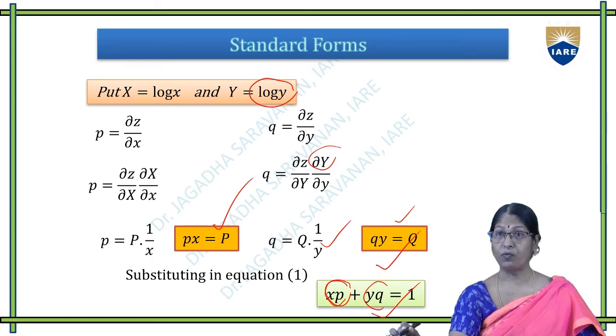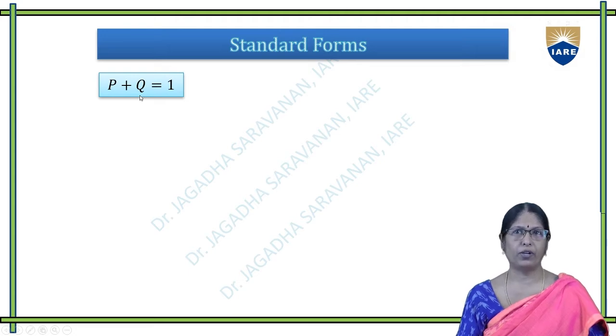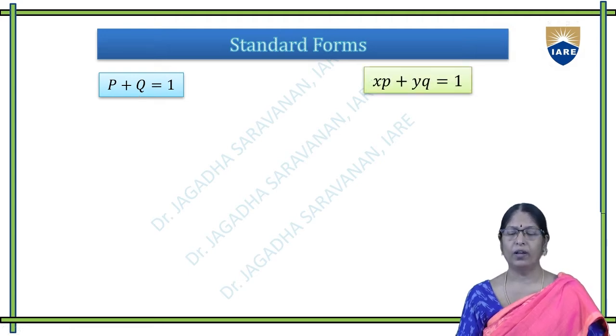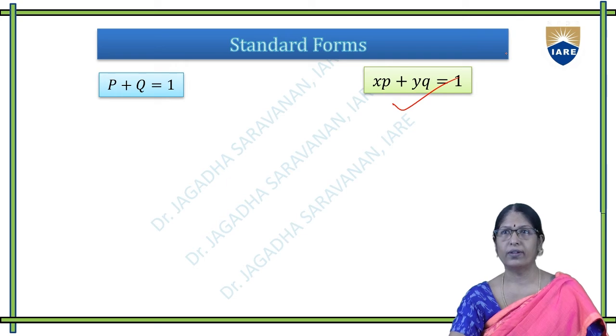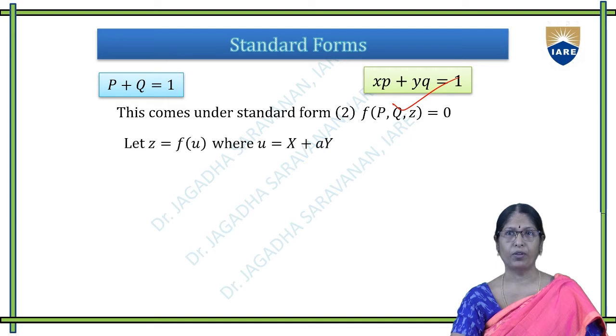Then this is standard form 5 we are focusing on. It should be reduced to standard form 2. So now we obtained capital P plus capital Q equal to 1. So this is our equation, that is xp plus yq equal to 1. So the given equation, after standard form 5 is applied, is reduced to standard form 2, that is f of p comma q comma z equal to 0.